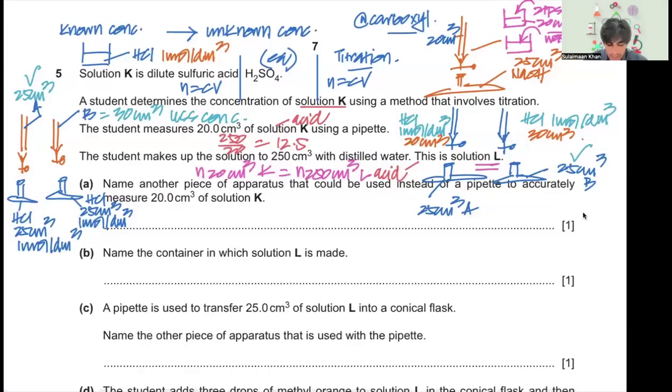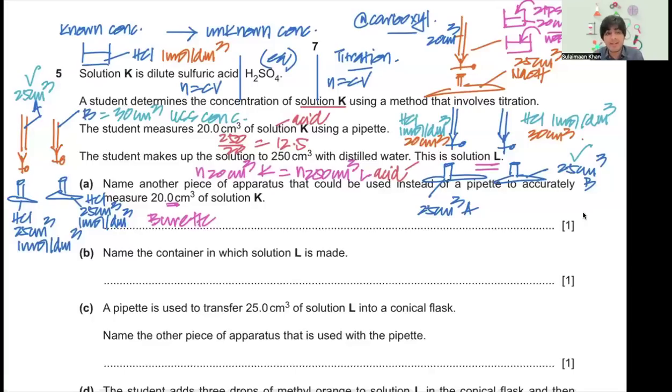Okay. Name another apparatus that could be used instead of a pipette to accurately measure 20 cm cube of solution K. Obviously, that's a burette. Some of you guys might write, oh my God, sir, why not measuring cylinder, right? Some of the answers that I'm getting is a measuring cylinder. A measuring cylinder does not measure up to 1 dp, right? So a measuring cylinder will either give you 20 cm cube, 21 cm cube, 22 cm cube, 23 cm cube, 24, but not 24.0. That's not its least count. It's not that accurate. So the one that can do it accurately is going to be a burette.